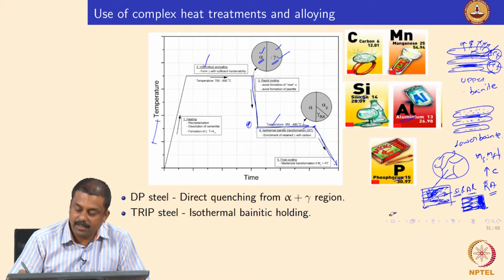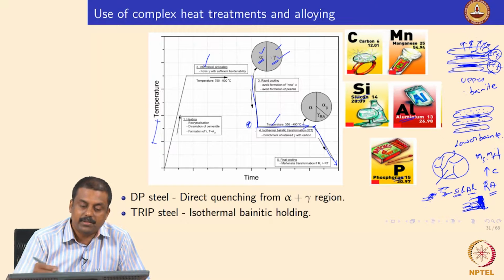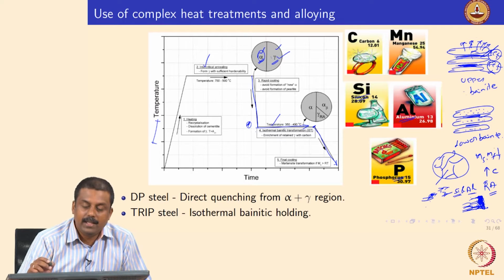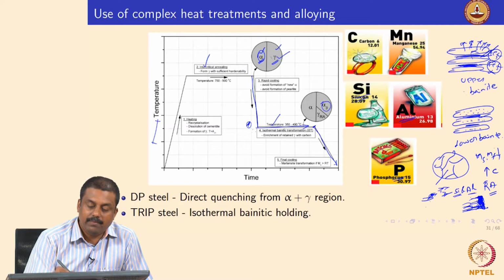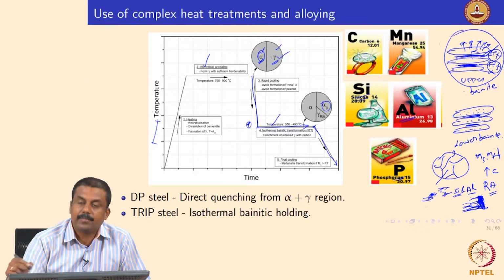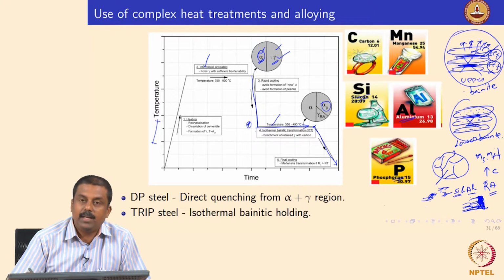So, this is how we get a three phase microstructure. What are the three phases in TRIP steel? Ferrite, which is actually formed during intercritical annealing, and then we have bainite, which is formed from the austenite that is formed during this intercritical annealing. But this bainite is not a conventional classical bainite. You will have only a bainitic ferrite, right.